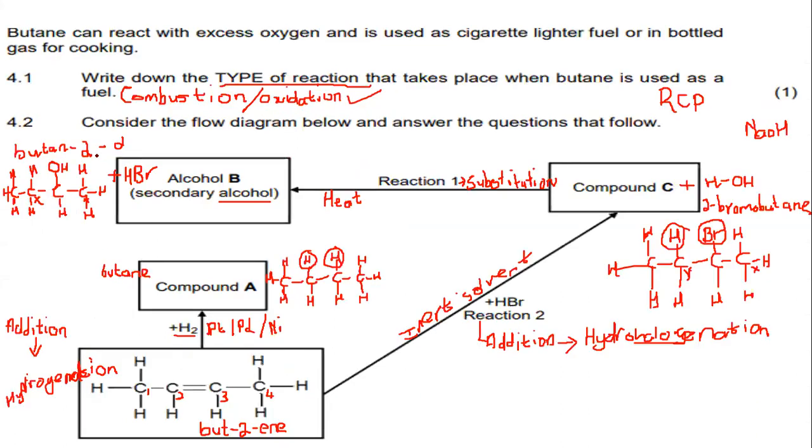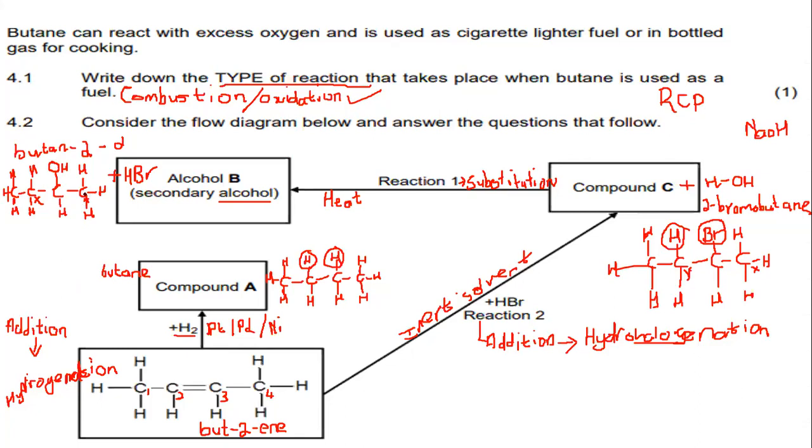Then we were also asked for alcohol B. And alcohol B, we agreed that it is butan-2-ol. Why but? Because it has 1, 2, 3, 4 carbons. So there's the but. And remember, you must add the AN, so it's butan. Then it has the OH, so it's an alcohol, the name ends with ol.